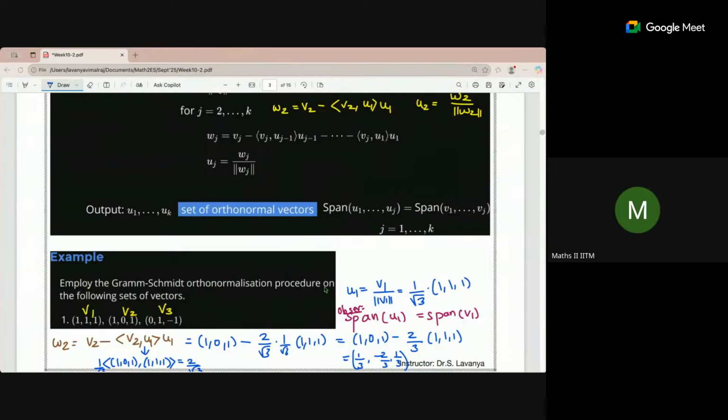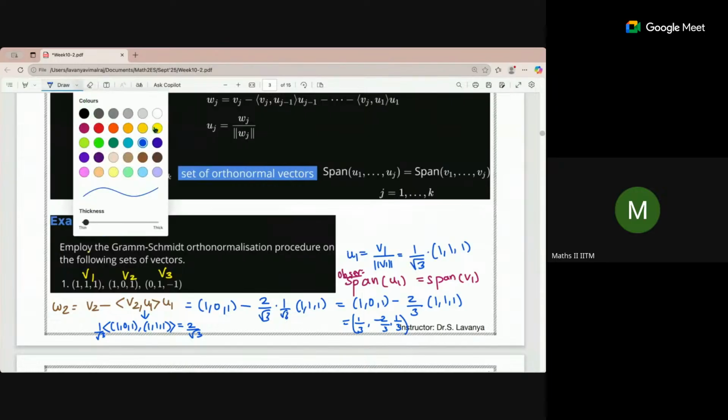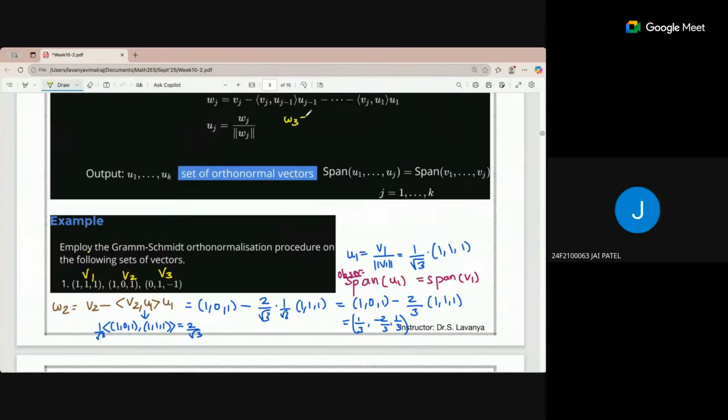Okay, so now I leave the next step to you all. Take your paper and pen. Write first the formula for W3. What is the formula for W3 based on this expression? W3 is V3 minus inner product V3 comma U2 times U2, and then minus, you have to continue till you get U1 at the last. So you have to again write V3 comma U1 into U1.